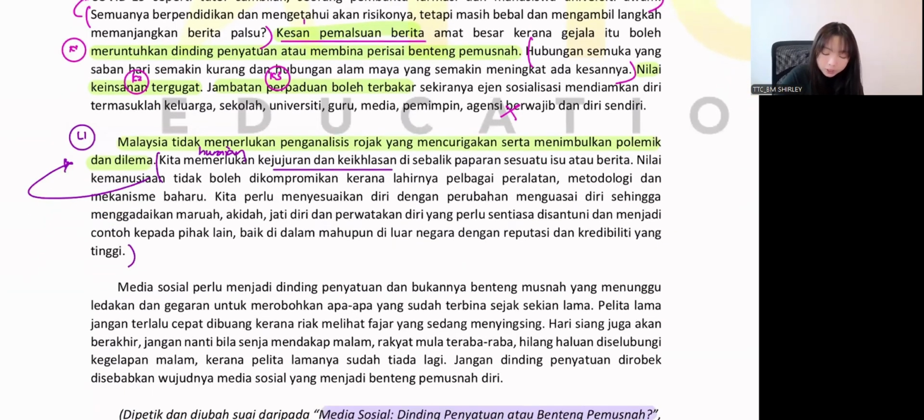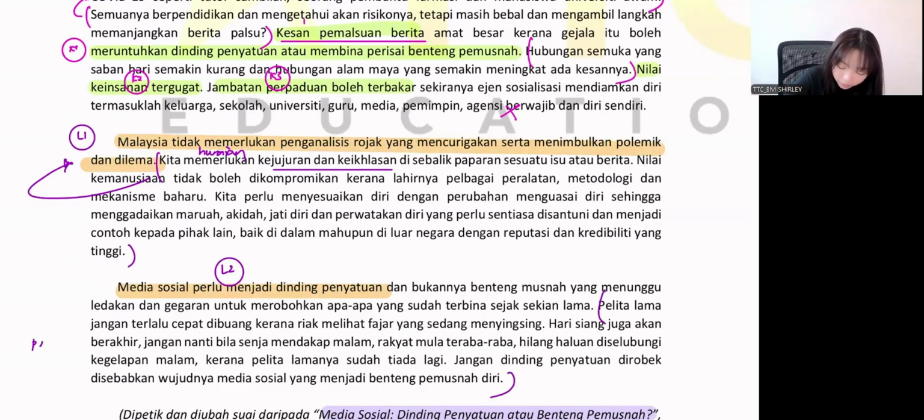Media sosial perlu menjadi dinding penyatuan. So media sosial, I change another color or else you'll be very confused. So this will be another langkah kedua. And everything here is at the penutup already.